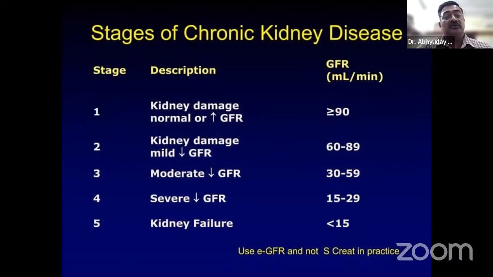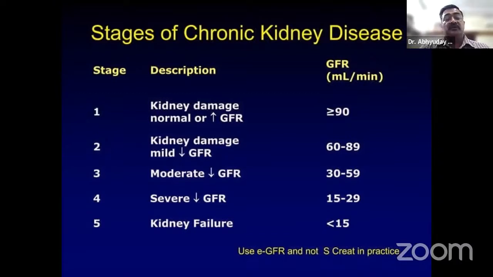So now, before talking more on diabetic nephropathy, we should understand the stages of this CKD. And nowadays we use eGFR, or estimated GFR, for CKD staging. We don't use serum creatinine much nowadays. Stage 1, GFR is more than or equal to 90. There is a mild kidney damage and increase in GFR. Sometimes you may see GFR more than 100, 110 also.